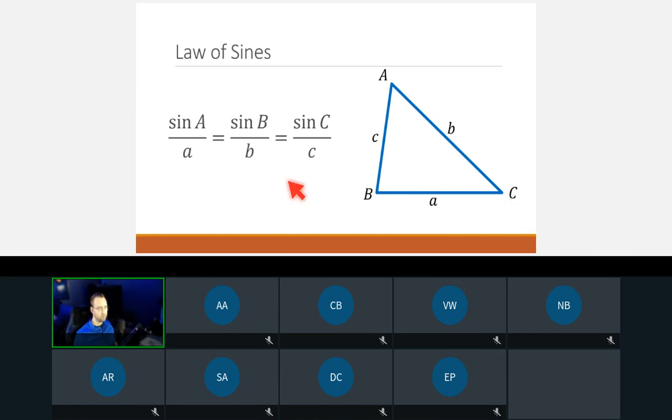All right. Also, I didn't list on this page, but if it benefits us, you can actually flip this formula. So you can actually have the sides on top and the angles on the bottom. So you would have A over sine A, B over sine B, and C over sine C.